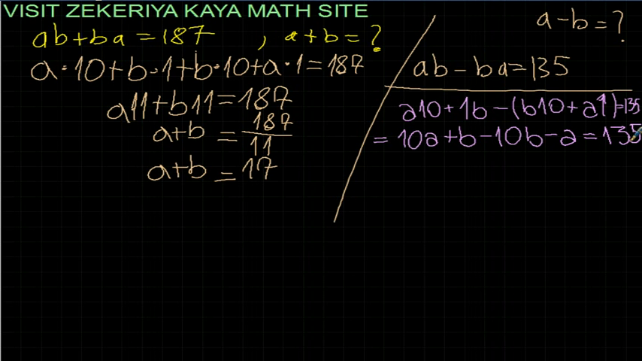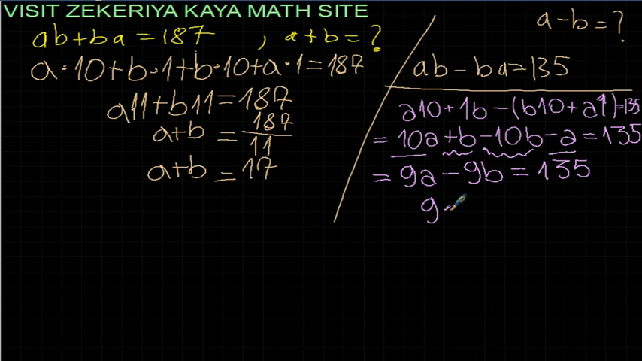Yes, 10A minus A gives us 9A. Okay. Minus 10B plus B gives us minus 9B. It must be equal to 135. If we take the 9 out, 9 times inside the parentheses, we will find A minus B.